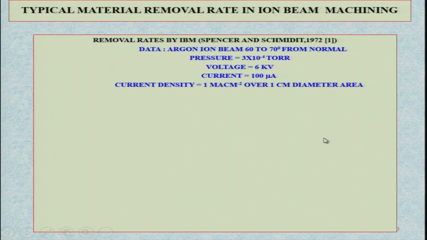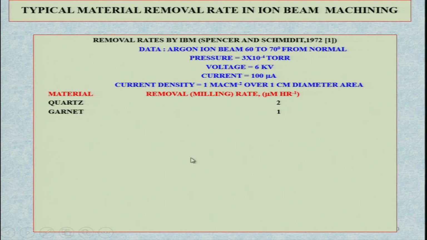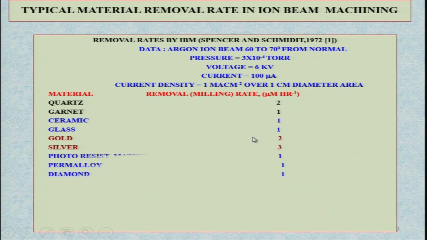Now, typical material removal rates in ion beam machining. Data: argon ion beam, 60 to 70 degrees from normal, pressure is given over here, voltage is 6 kilovolt, current is 100 microampere, current density is like this. You can see the material removal rate in terms of micrometer per hour, and the maximum thickness that you are removing per hour is just 3 microns.